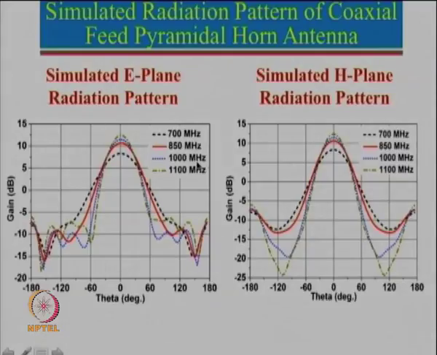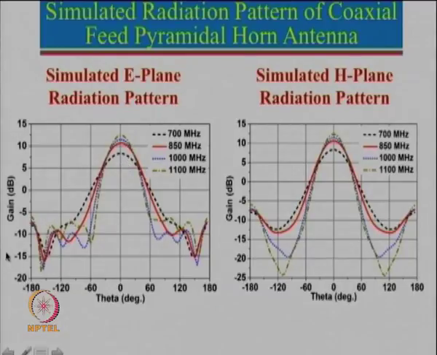Let's also look at the radiation pattern. You can see the radiation pattern in the E plane as well as the H plane. Here are the frequency values, 700, 850. You can see frequency is increasing. And this is the gain plot. You can see the gain is slightly increasing. The reason is that the aperture is fixed, frequency is increasing, and we know that the directivity is given by 4 pi A by lambda square. So if the frequency is increasing, lambda will reduce, hence gain will increase.